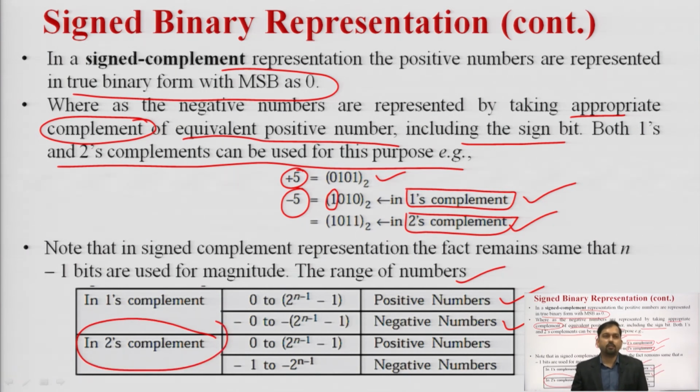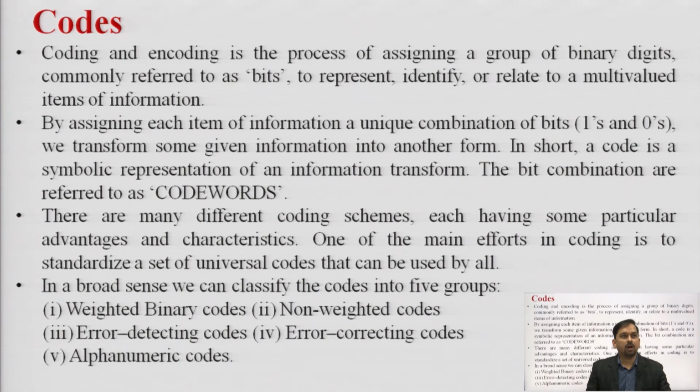So we have seen the ranges of the ones complement, twos complement and the signed magnitude form. After that we have the codes. Codes have a very important role in digital electronics.